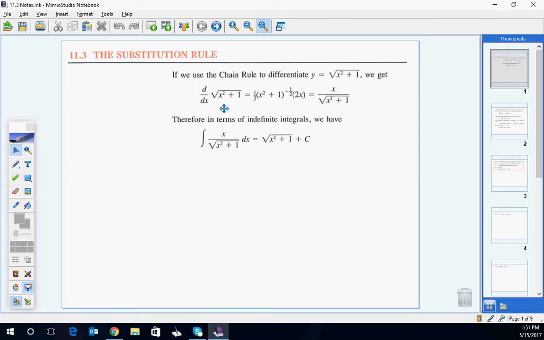Okay, so 11.3, the substitution rule, aka reverse chain. So this shows you here, original y is the square root of x squared plus 1. If we were doing the derivative of that, that'd walk us all the way down to this guy here, which would be the derivative of the inside, 2x. We drop the 1/2 in front, negative 1/2 on top, puts it on bottom. And so this would be your derivative here, your y prime.